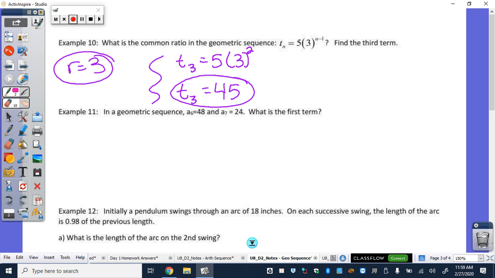In a geometric sequence, we have a 6th term is 48, 7th term is 24. What is the first term? First thing we should figure out is our common ratio. Because I know my 6th and the 7th, I would have to do my 7th term divided by the 6th term, because it's always a term divided by the one before it. So that's why it's got to be 7 divided by 6. 1/2.